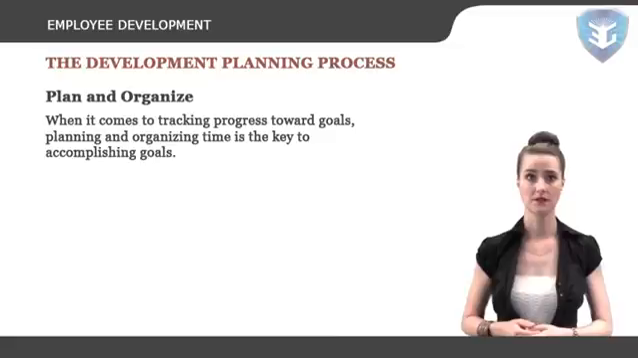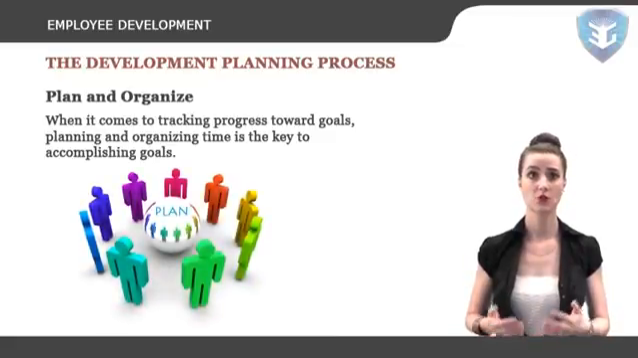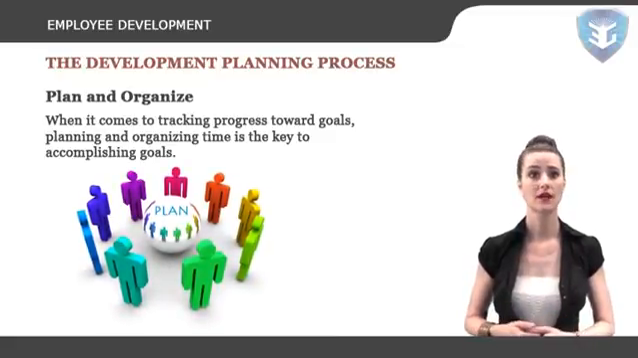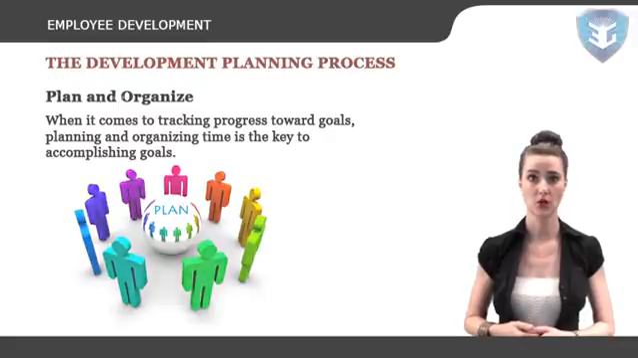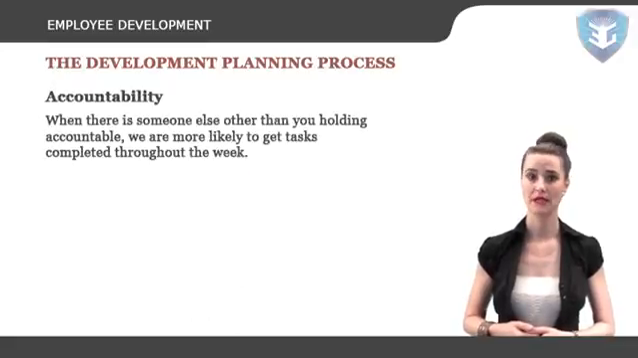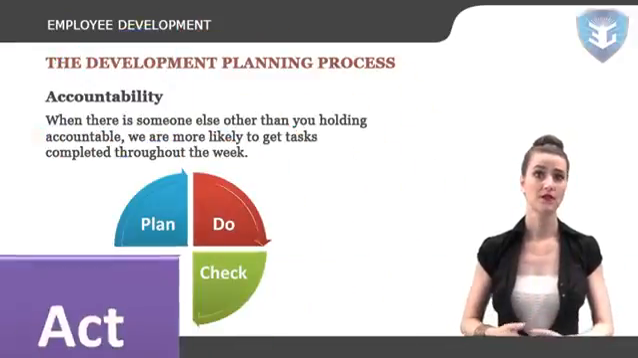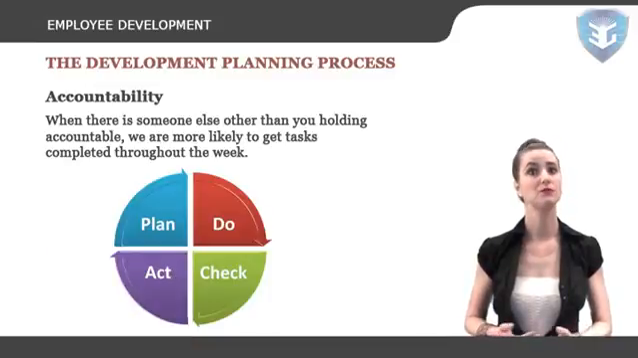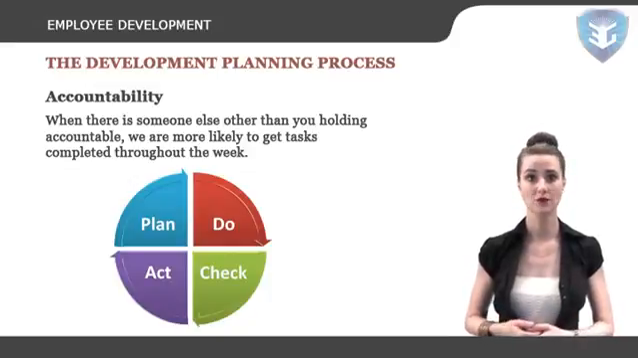Plan and organize. When it comes to tracking progress toward goals, planning and organizing time is the key to accomplishing goals. Accountability. Share goals with a spouse or a good friend. It is important to have the other person ask about progress. When there is someone other than you holding you accountable, you are more likely to get tasks completed throughout the week.